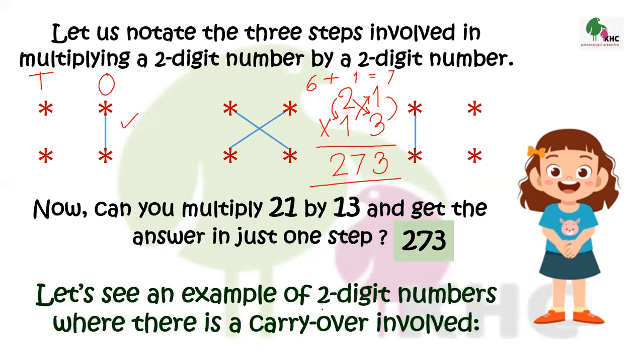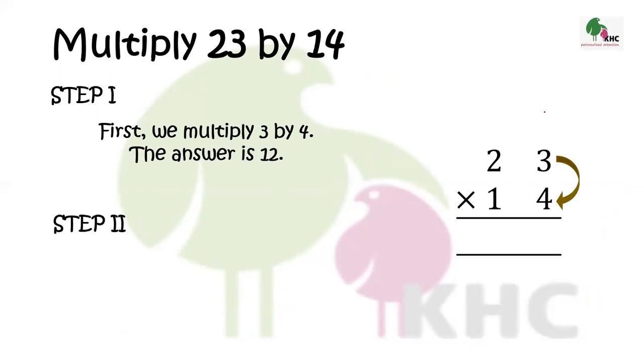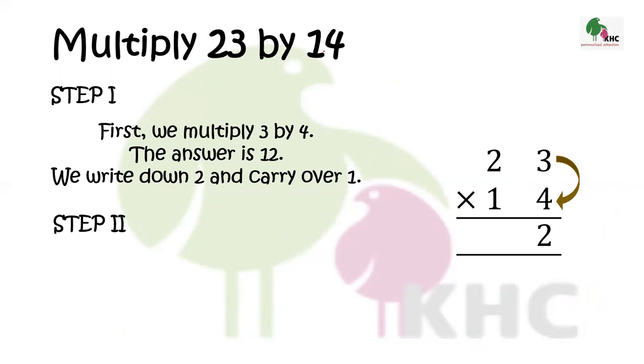Now, let us see an example of a two-digit number where there is a carryover involved. Now, carryover is a very common thing in mathematics. So let's see a question where carryover is involved. To multiply 23 by 14, step 1 is to vertically multiply the ones digit. So here we have 4 times 3, which is equal to 12. Now, instead of 12, we just write down 2 and we carry over 1. So we are carrying 1.